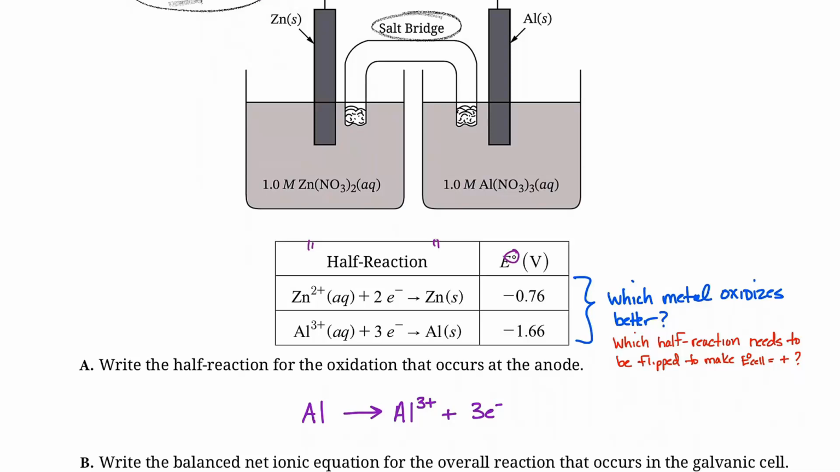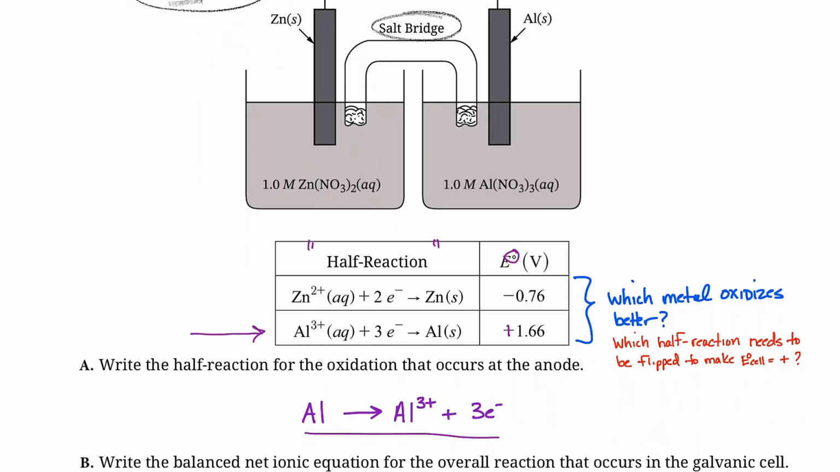They're always written as reductions, all your half reactions, just by convention. Convention means they've agreed upon it. So which one do we flip that's going to make this thing positive? Well, it's going to be this one. And if we flip it in the opposite direction, the sign is going to change. And therefore I know that the aluminum, when you add these together, is going to be the oxidation half reaction.